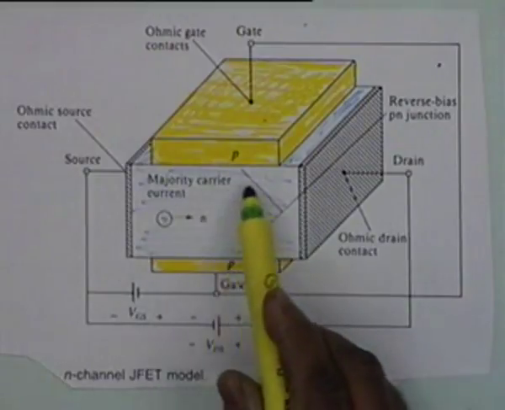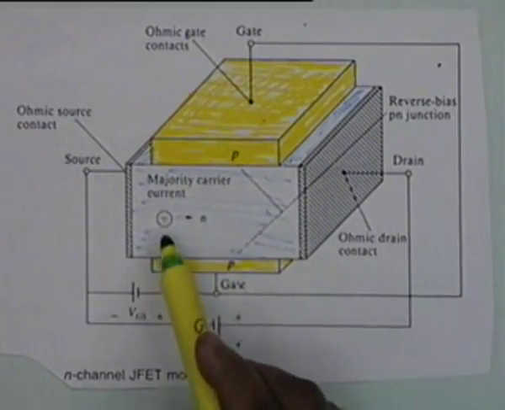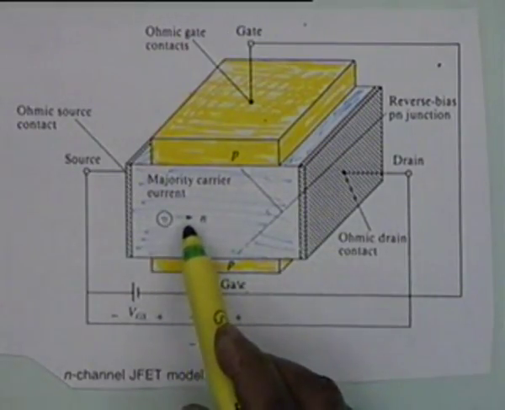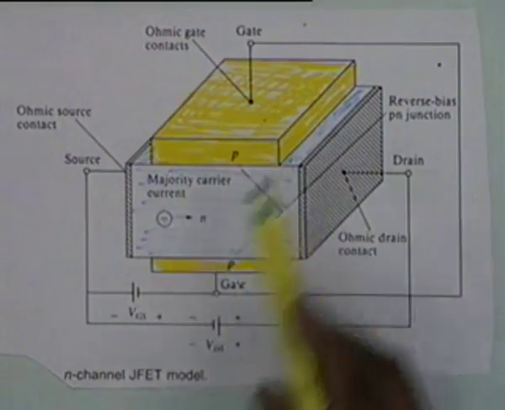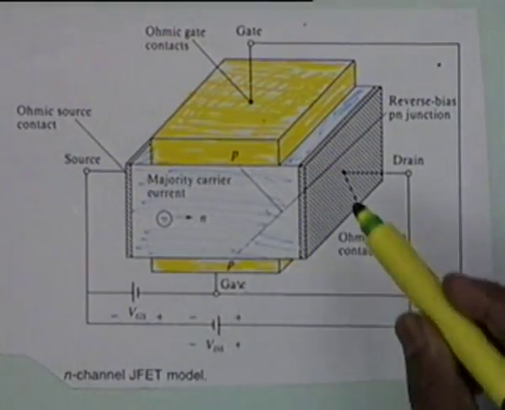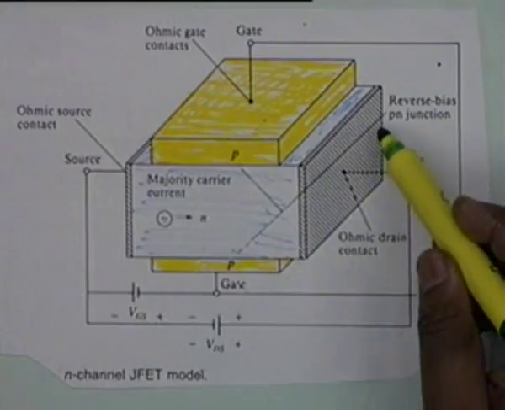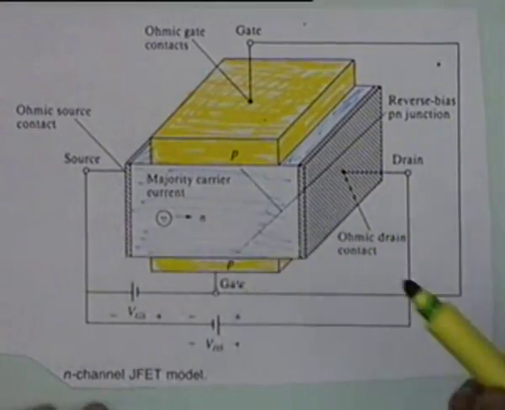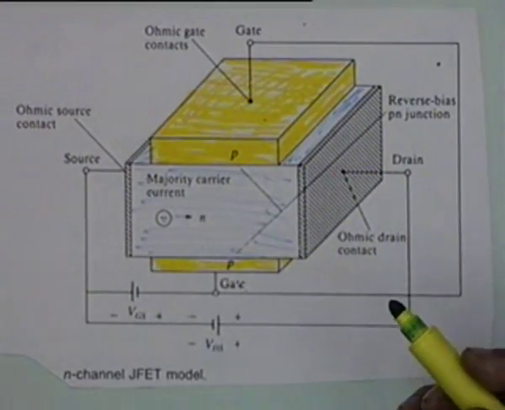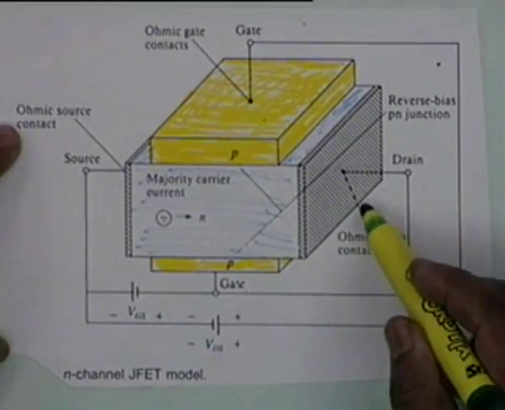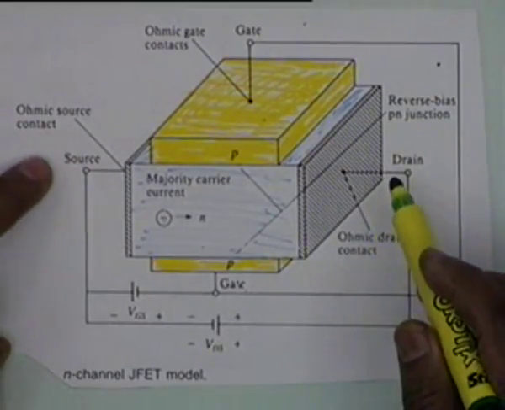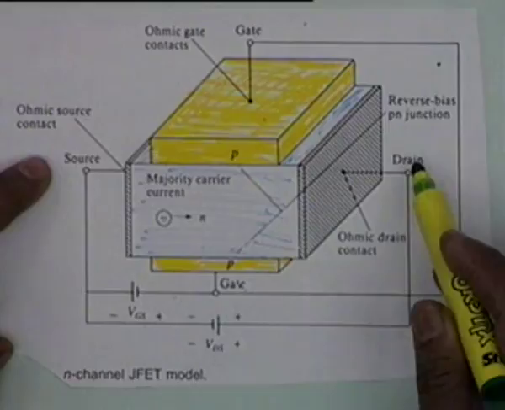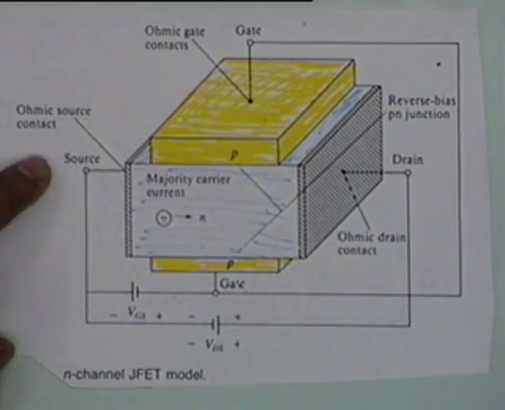It contains majority carriers that are electrons. There is an N-type material, majority carriers are electrons. On two sides of this box, this side and this side, there are metal depositions. So this is an ohmic contact, this is also an ohmic contact. The left side conventionally is called the source, the right side conventionally is the drain.